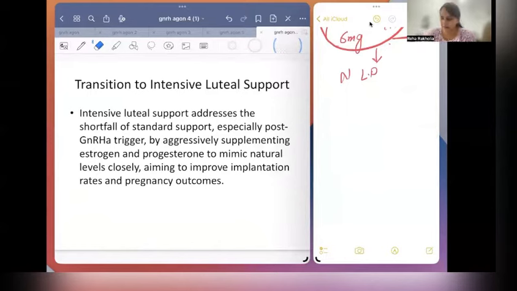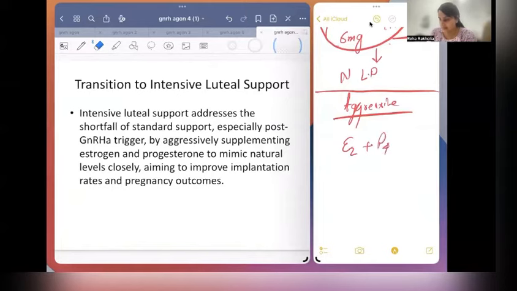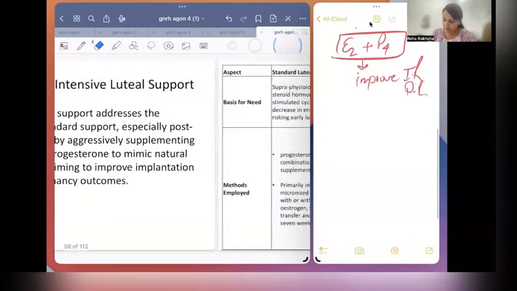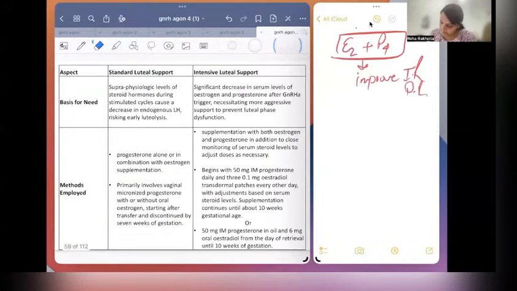Intensive luteal phase. Here in intensive luteal phase, we give aggressive supplementation of estradiol plus progesterone. So there will be improvement in implantation rate and pregnancy rate. Then, the difference between standard and intensive luteal phase.